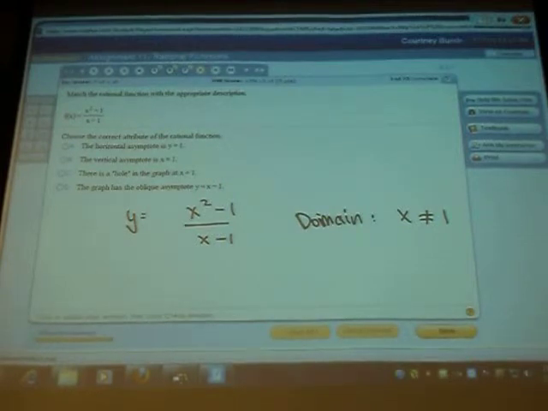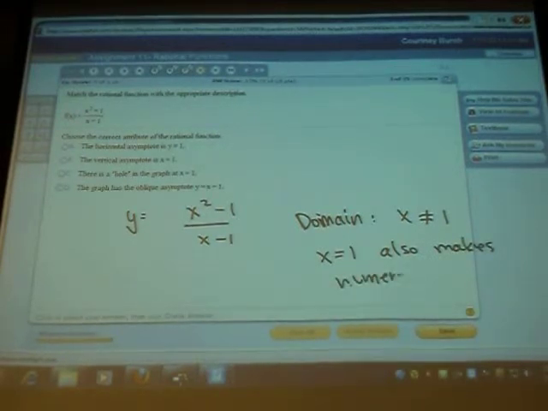But in this case, x equals 1 would also make the numerator equal to 0. Oh, that's why I got that wrong. Okay? It also makes the numerator equal to 0. If you plug in 1, I get 1 squared minus 1, which is 0. Okay? So in that case, it is a hole in the graph.